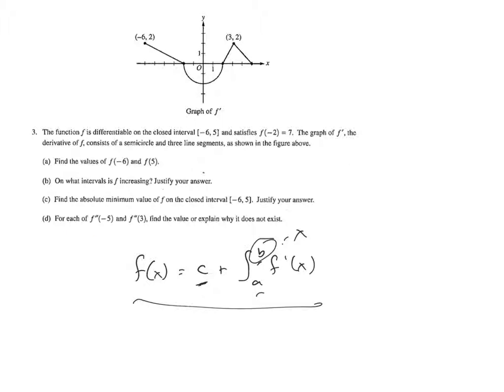And then for the last one, for each of f double prime of negative 5 and f double prime of 3, find the value or explain why it doesn't exist. So in this situation right here, remember, this is the second derivative, so it's going to be the derivative of this graph. Use that information to try to determine what the value is, or if it's undefined, explain why it's undefined.